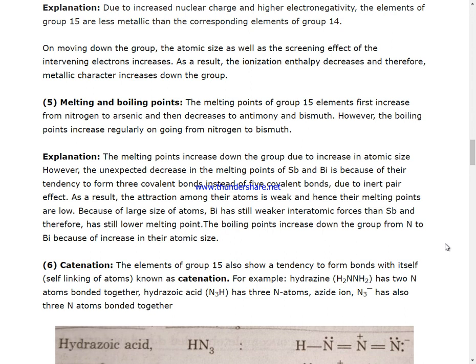However, the unexpected decrease in the melting points of antimony and bismuth is because of their tendency to form 3 covalent bonds instead of 5 covalent bonds due to inert pair effect. As a result, the attraction among their atoms is weak and hence the melting points are low. Because of large size of atom, bismuth has still weaker interatomic forces than antimony and therefore has still lower melting points. The boiling points increase down the group from nitrogen to bismuth because of increase in their atomic size.